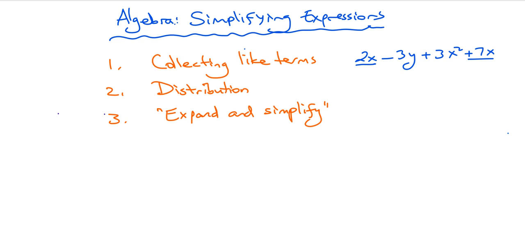Now, the other ones, the y term and the x squared term, are not like terms of anything else because they have different variables or a different exponent on the variable. So that was collecting like terms.